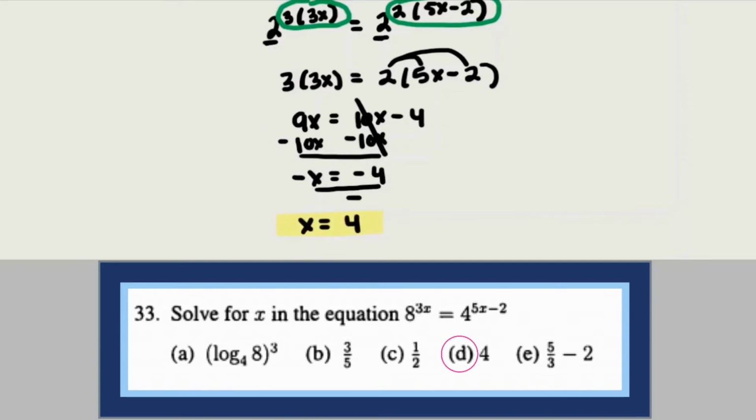And the answer choice that corresponds to what we got is answer choice D. So the answer to number 33 is letter D. So now we're going to move on to number 34.